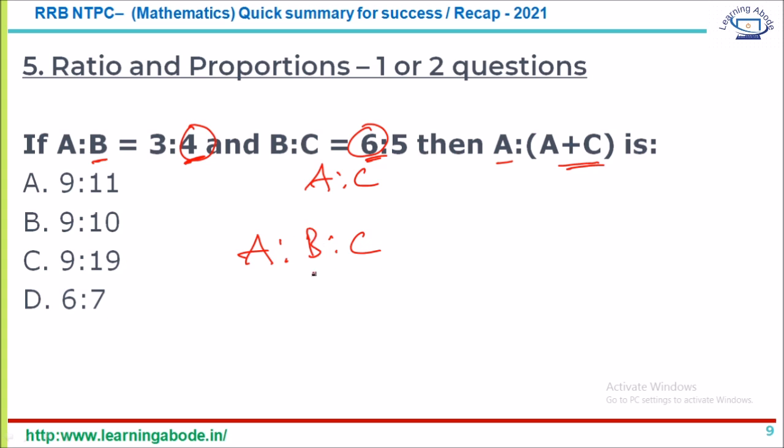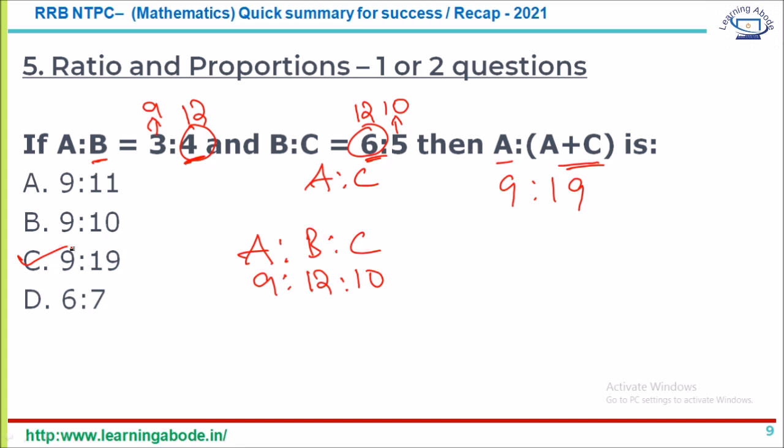So you can go for the LCM. LCM is 12. Okay, so if you're making 4 as 12, which means multiplying by 3, then this also you should multiply by 3, which becomes 9. So if you're making 6 as 12, you're multiplying by 2, then this also you multiply by 2, then 10. So it is 9 is to 12 is to 10. Now what is asked is A, which is 9, and A plus C, which is 9 plus 10, 19. 9 is to 19 is the answer, option C. So that is a typical ratio question.